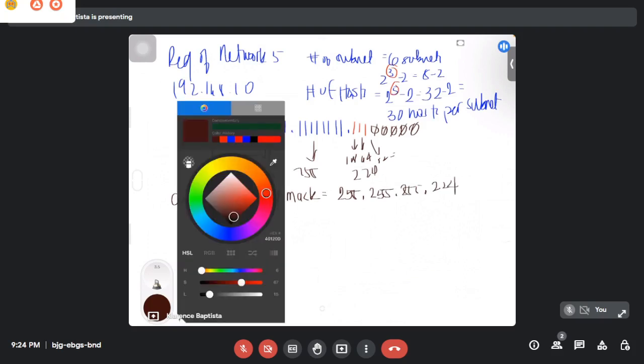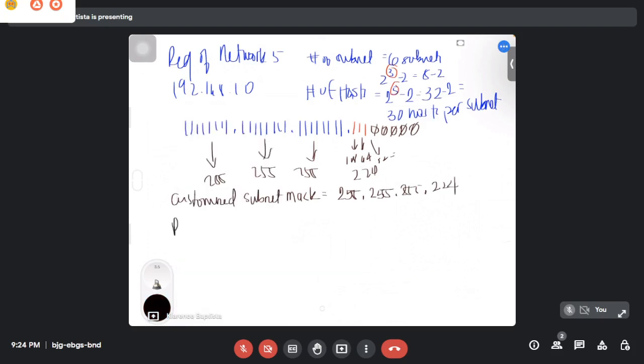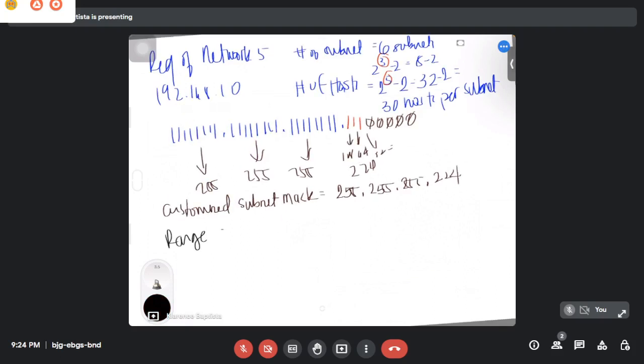Ngayon, kukunin po natin yung tinatawag na range of networks. So meron tayo ditong, for example, network ID and then the broadcast ID.